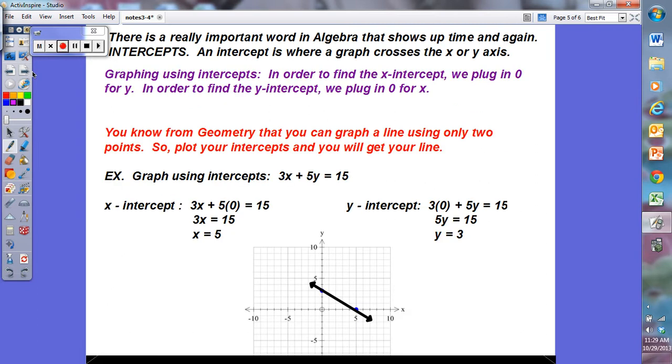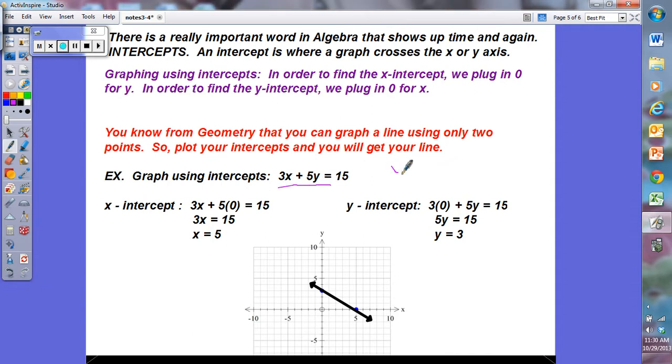There's a really important word in algebra that shows up time and again. It's called intercepts. An intercept is where a graph crosses the x or the y axis. To graph using intercepts, you plug in 0 for x to find the y, plug in 0 for y to find the x. So, here is a line 3x plus 5y equals 15.